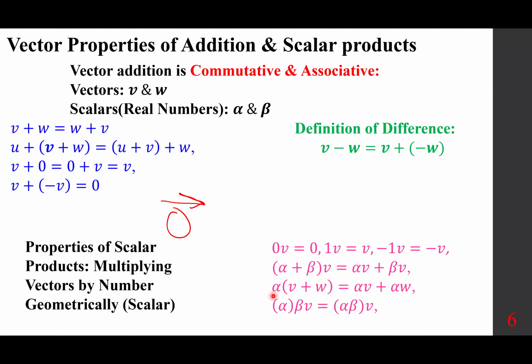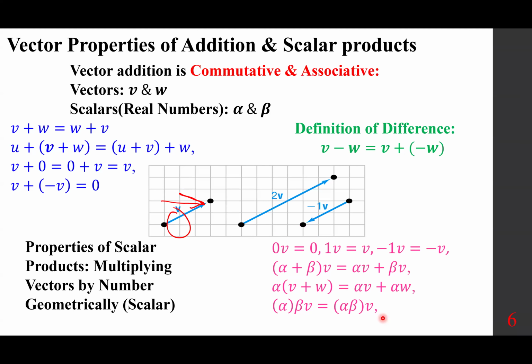Alpha times V plus W, we can distribute it: alpha V plus alpha W. Alpha times beta V in any order. Bear in mind, alpha and beta are both numbers, everybody. Both numbers. I can't emphasize this enough. So it's pretty straightforward.